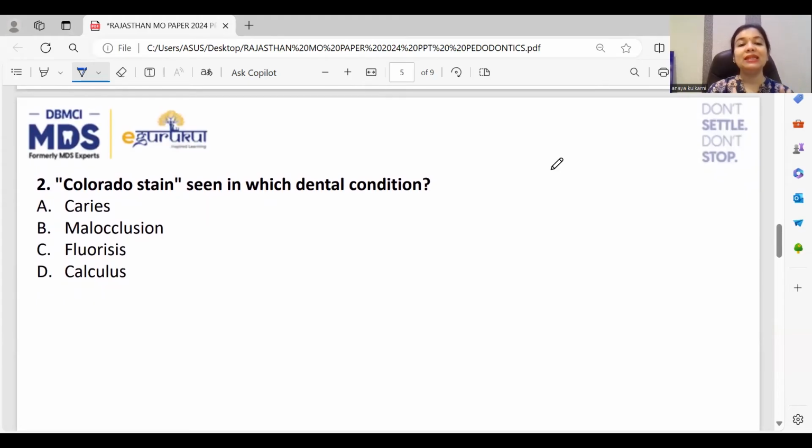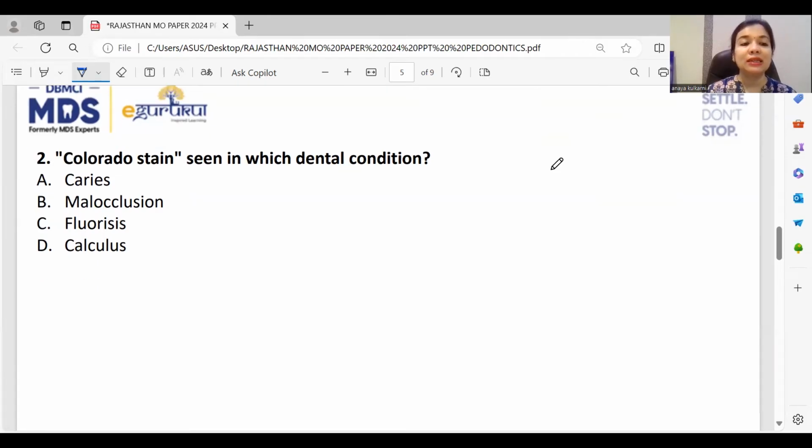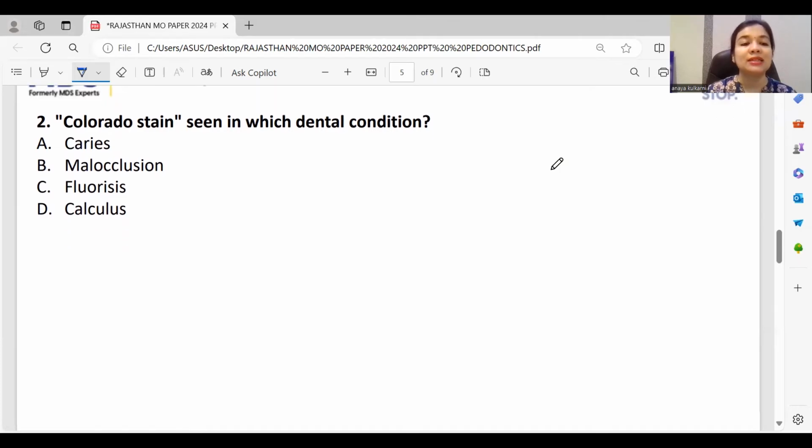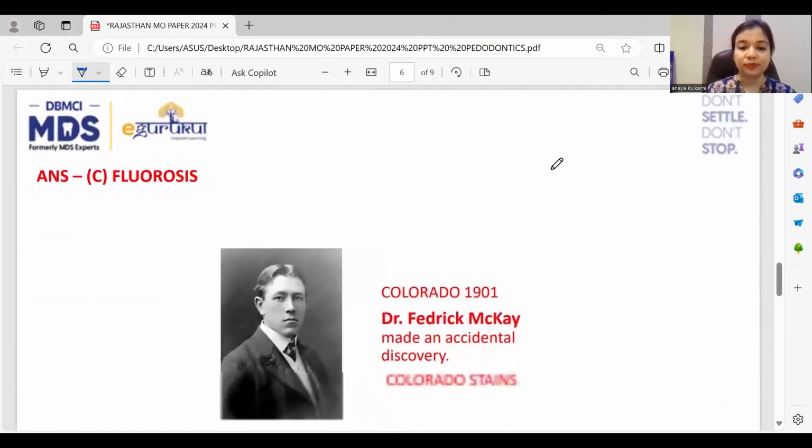So that brings us to the next question, question number 2, which was asked: Colorado stain is seen in which dental condition? Very, very easy, a straight pick from our lectures, from our notes. It's a completely straight pick. The answer here is not caries, not malocclusion, not calculus. The correct answer is fluorosis.